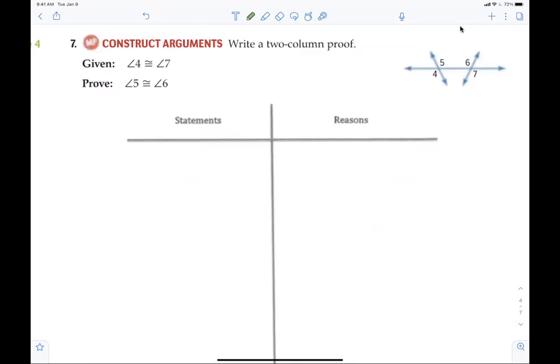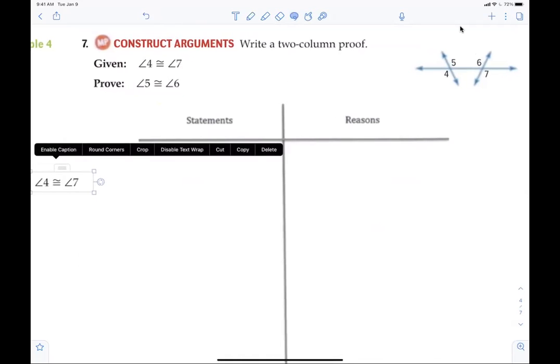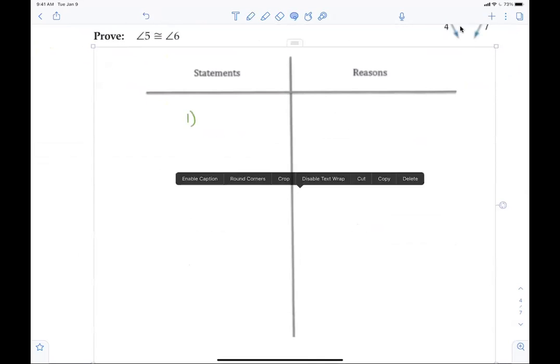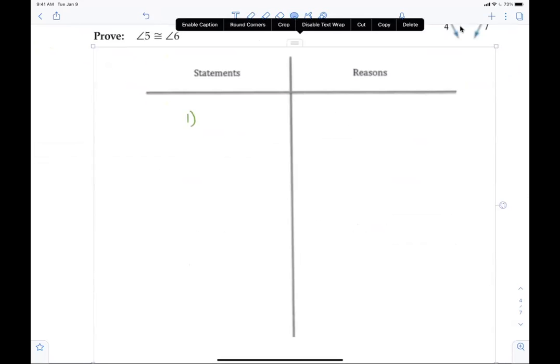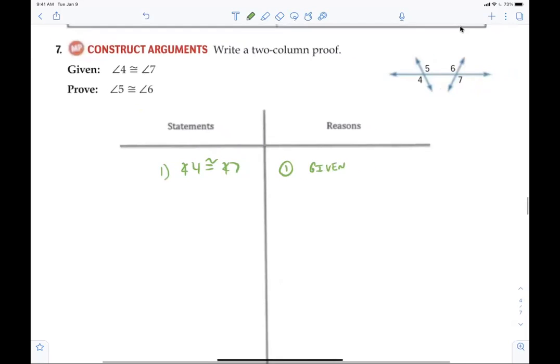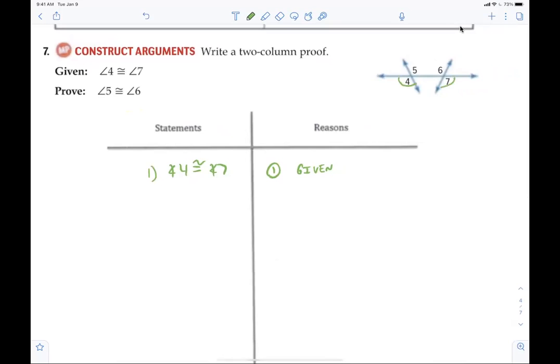All right, so now let's take a look at number 7. The only thing we know for sure is angle 4 is congruent to angle 7, and that's given. So now we're going to mark it: 4 is congruent to 7.